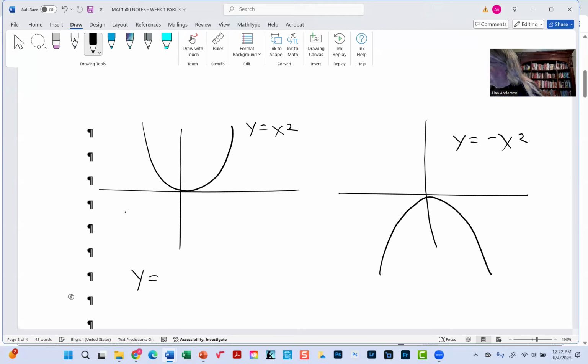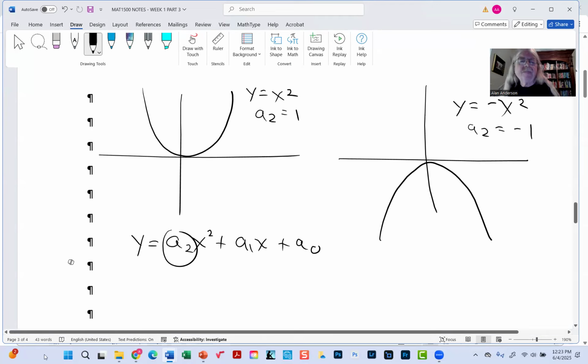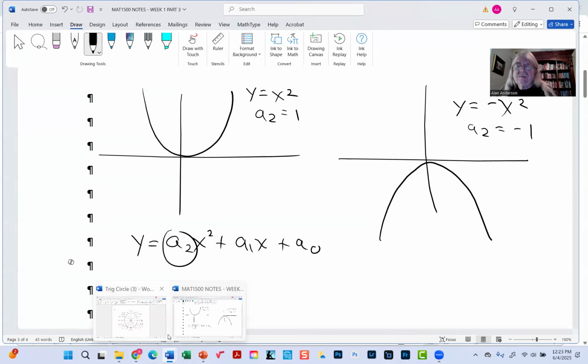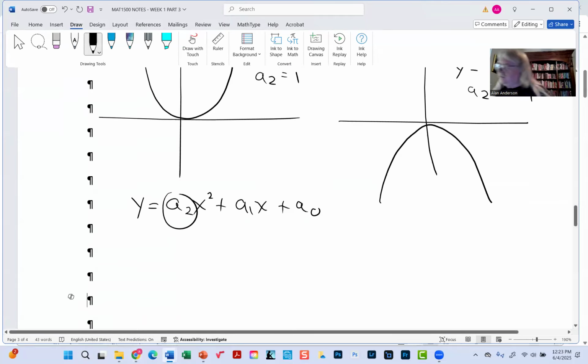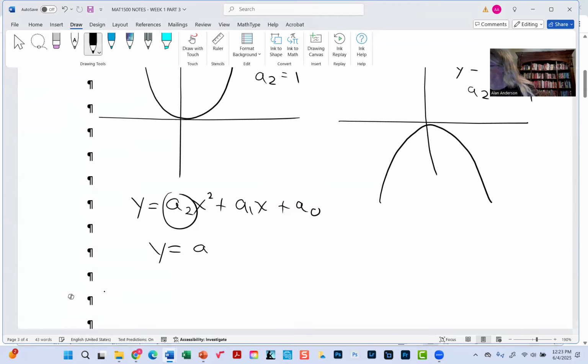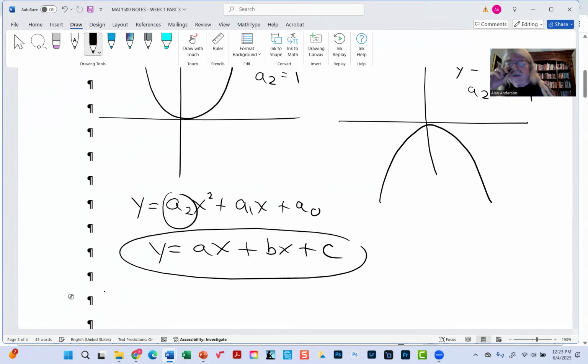So remember the way this works, so A2 is the leading coefficient. So here A2 is 1. This is just the special case of a second order polynomial, but remember we sometimes see it written like this. This is the more common way of expressing a parabola.